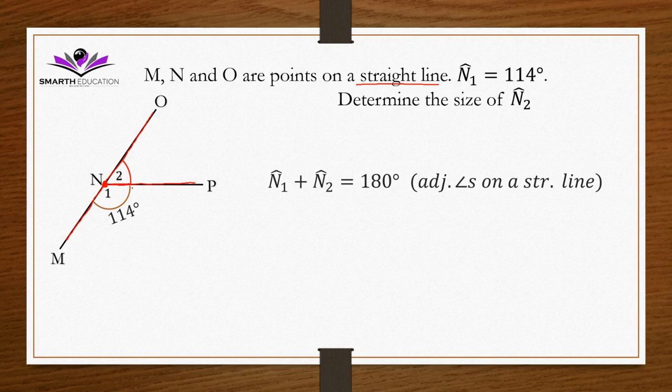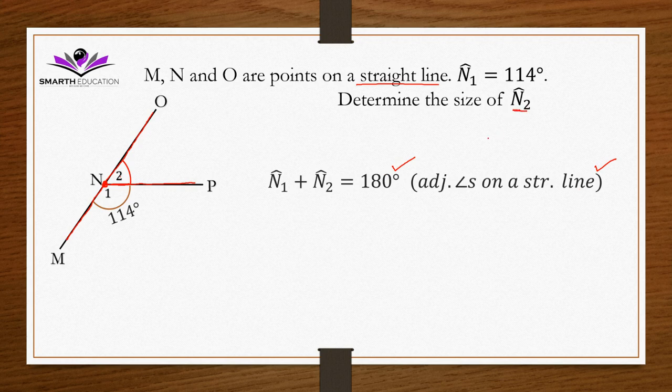Remember, every time we write statement and reason. Before you do any calculations, statement and reason. So N1 plus N2 is equal to 180 degrees. The reason: adjacent angles on a straight line. Okay, right. You have your statement, you have your reason, and then we can start substituting and finding your N2.